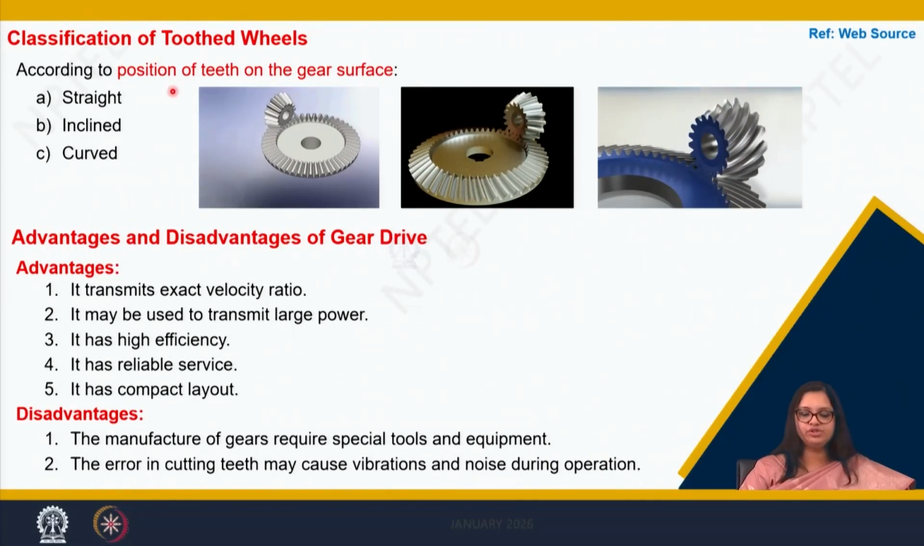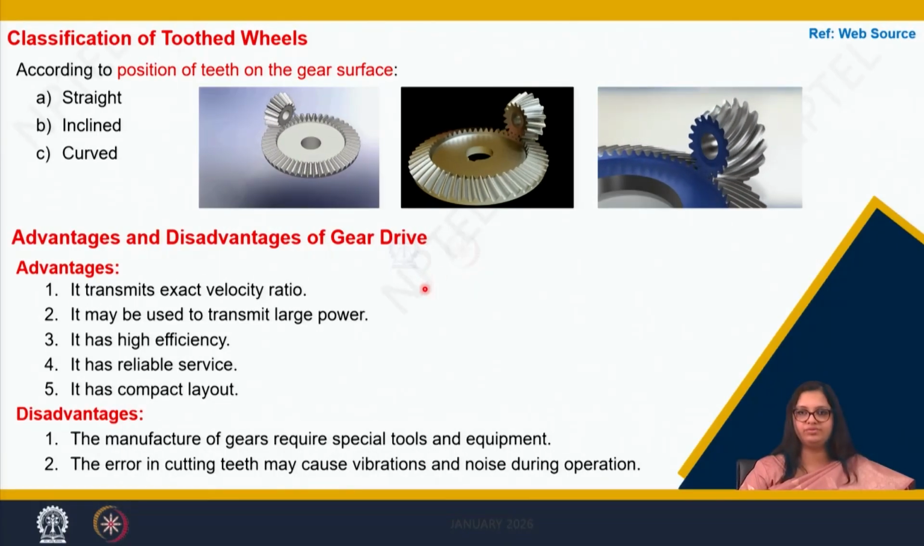Now according to the position of the teeth on the gear surface, as I have already discussed, they are of three types, that is straight, inclined or curved. So here you can see the straight teeth, here you can see the inclined teeth, and here you can see the curved teeth. Now what are the advantages and disadvantages of the gear drives?